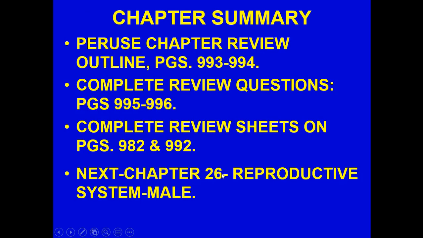so we have completed the chapter. You want to peruse the chapter review. That's on pages 993 and 994. You want to complete the review questions, which are on pages 995 and 996, and complete the review sheets on 982 and 992. Now, the next section is really chapter 26, and I'm going to break that into two separate sections, the reproductive system for the male, then the reproductive system for the female.